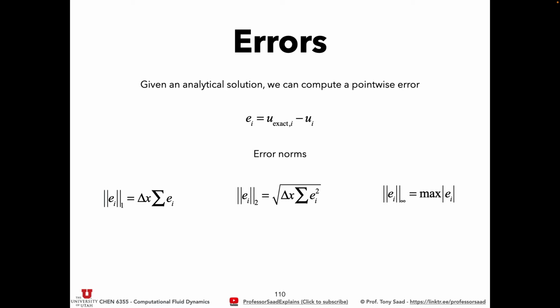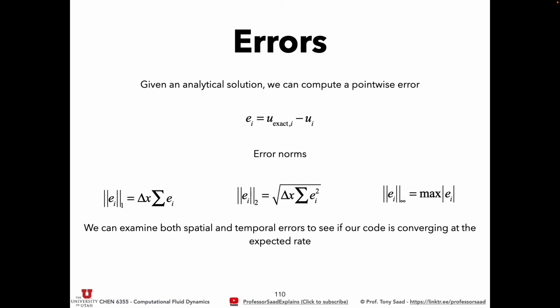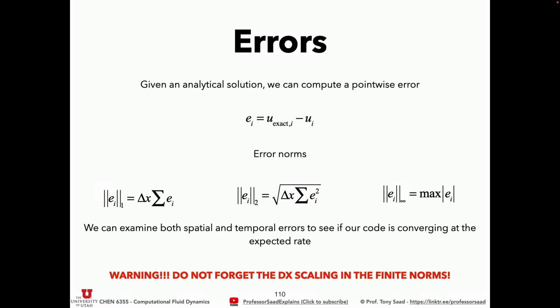This is not just the summation, or the average number of points. It might work for the average number of points sometimes, but if your grid resolution is not consistent, you have to have a delta x_i here. You have to add up each term and scale it by the appropriate delta x to get correct convergence rates. In your homework assignment, you'll do some math and show that yes, I need to do the correct scaling to converge at the correct rate. So we can examine both spatial and temporal errors to see if our code is actually converging at the expected rate. And don't forget to do the delta x scaling in these norms.